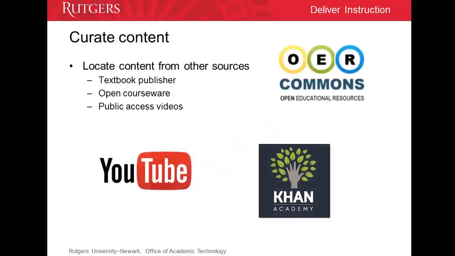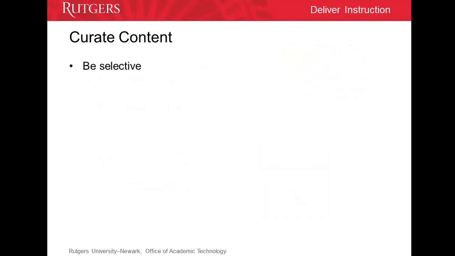You may also want to consider supplementing your course with media you curate from other sources. For example, your textbook publisher might provide video segments or websites that relate directly to textbook topics. Professional organizations, nonprofit organizations, and yes, even YouTube can be great sources for media that creatively explain topics related to your discipline. When you select content from other sources, be selective.